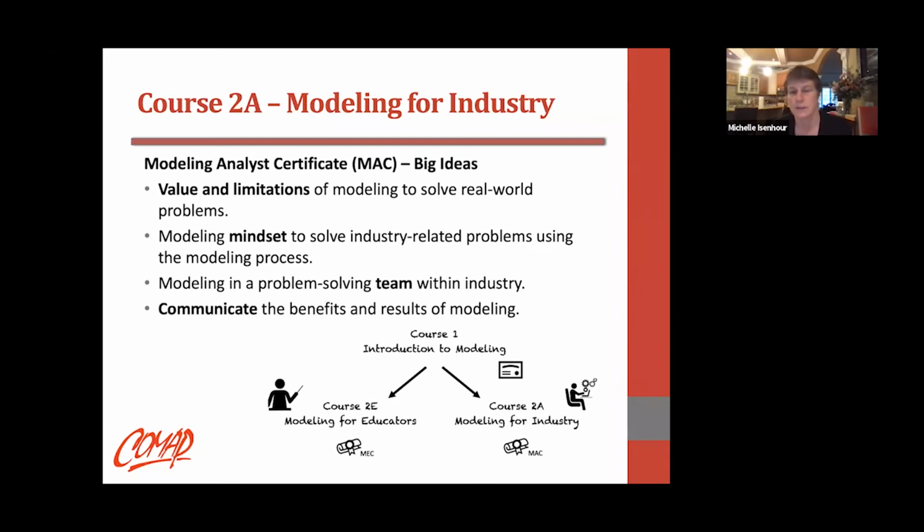They will learn the values and limitations of modeling, how to apply the modeling mindset to solve industry-related problems, how to assemble and work together as part of a problem-solving team, and finally, how to communicate to decision makers the benefits and, more importantly, the results of their modeling efforts.